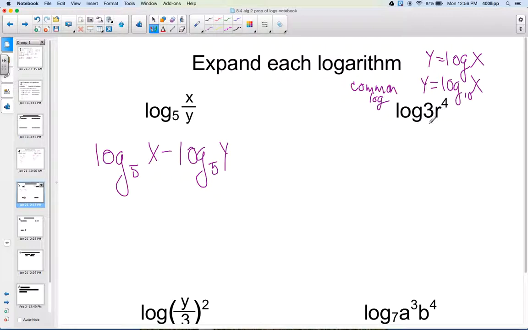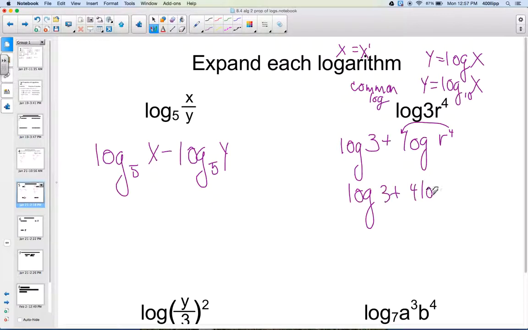So here we do have a common log. You don't have to write the base 10 in though, because it's just known that it is a base of 10. It's kind of like if I wrote an x, that is just known that that's x to the first power. Okay, so moving on here, I have log base 10, but I'm not going to write the base in because it's a common log. Log of 3, I'm going to add them because when we multiply these, I add the logs. Log of r to the 4th, and then I'm going to bring this 4 in front by using the power property. I get log of 3 plus 4 log of r.